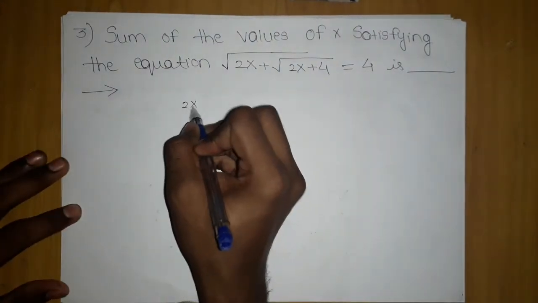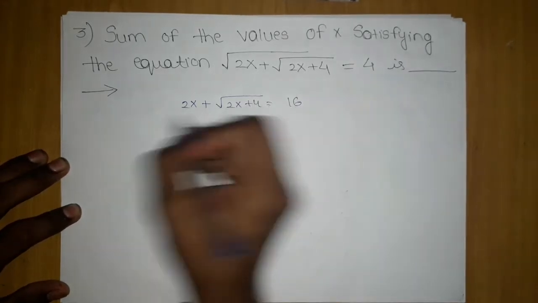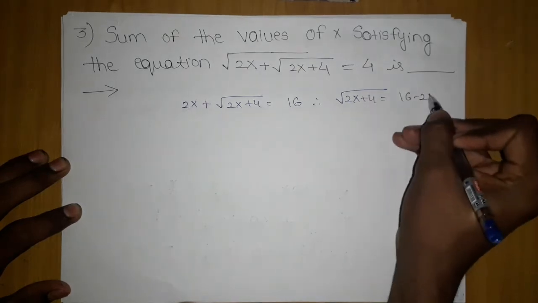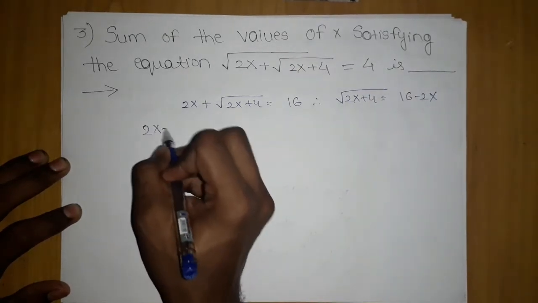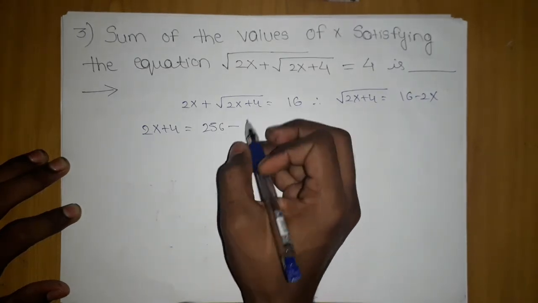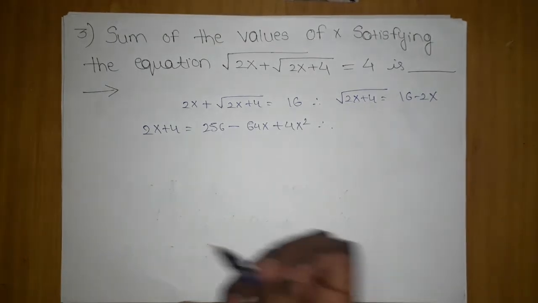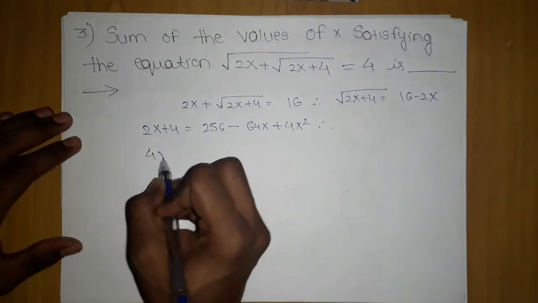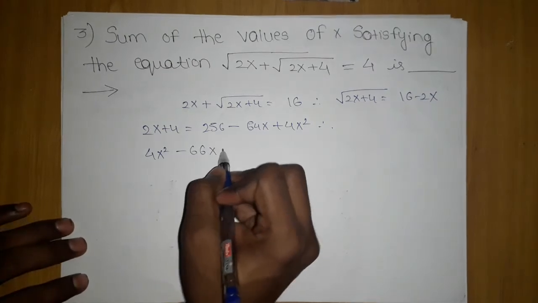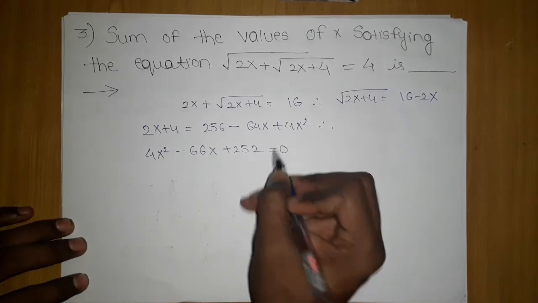So I will just square it. 2x plus under root 2x plus 4 should be equal to 16. We got this. From this we can move to this: under root 2x plus 4 should be 16 minus 2x, and if I square it again, we get 2x plus 4 equals 256 minus 64x plus 4x square. Now from this step we can do this: 4x square minus 66x, and if we subtract, 252 should be equal to 0.